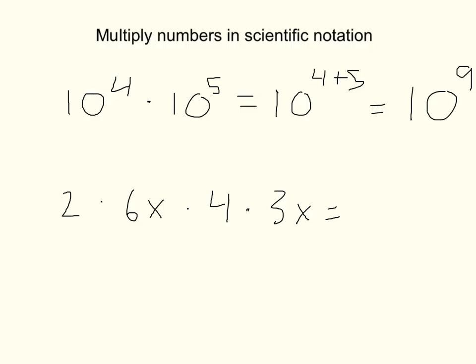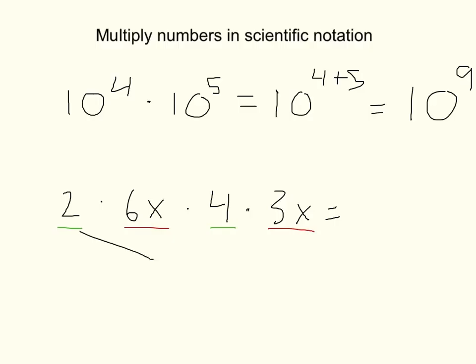Our next problem is 2 times 6x times 4 times 3x. What we have to remember when we're doing this problem is that we can only combine like terms. This 2 is not the same as the 6x because the 6x has an x with it. So the 6x can only be combined with the 3x because they have that same variable. And the 2 and the 4 can be combined together as like terms as well. So we're going to multiply only like terms.